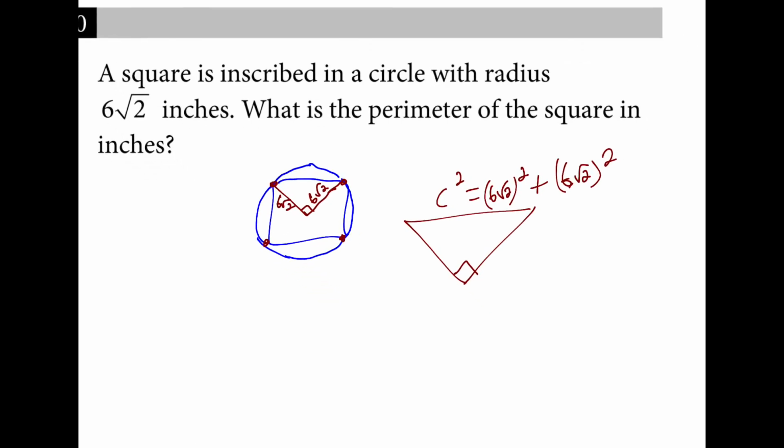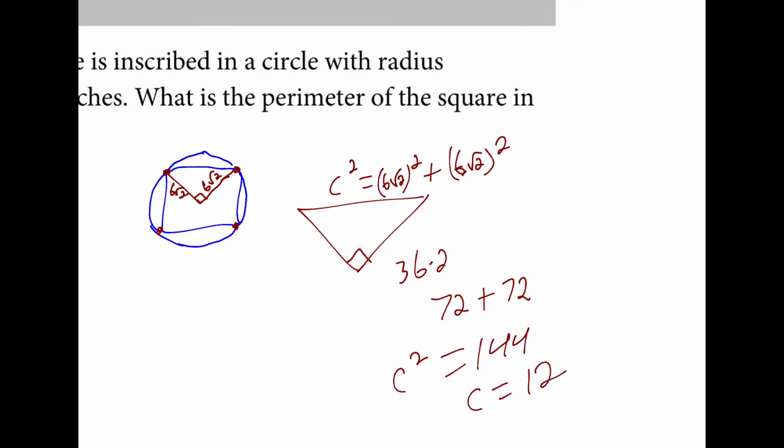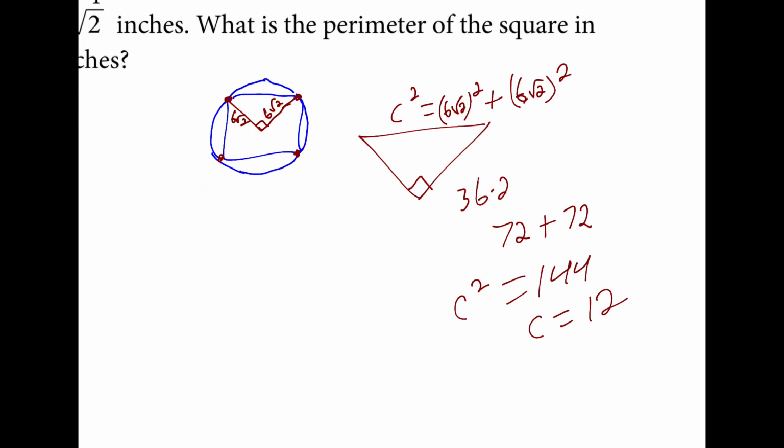Here I can set up the Pythagorean theorem that the hypotenuse squared is equal to 6 root 2 squared plus 6 root 2 squared. So 6 squared is 36, and the root 2 squared is 2. So this is going to be 72 plus 72. C squared is equal to 144, so C is equal to 12. There's 4 sides to this square, so 12 times 4, the answer is 48.